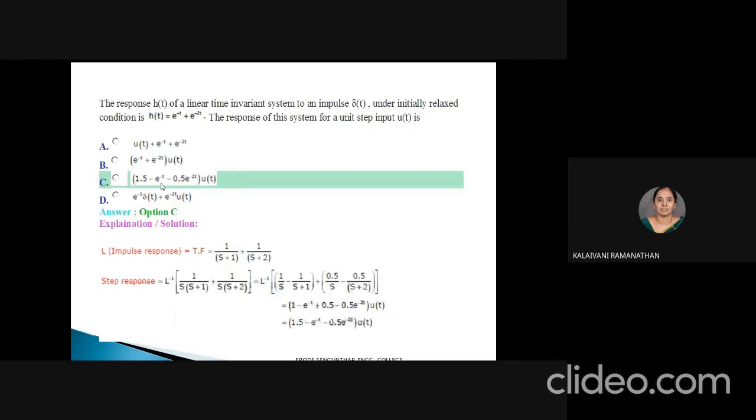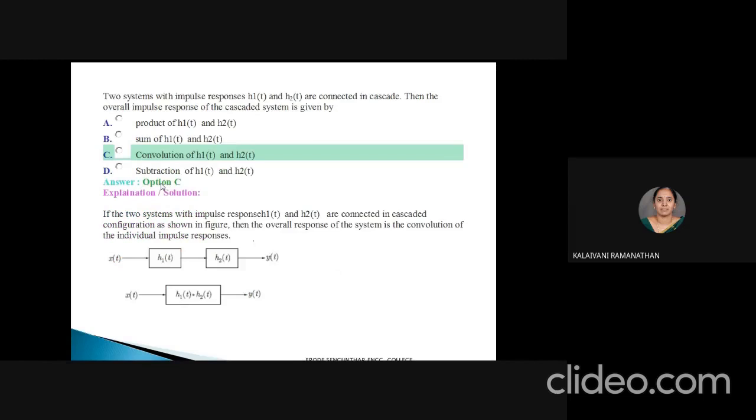Next problem. Again, I think this problem is repeated. Anyway, we can see this also. When two systems with impulse response h1 of t and h2 of t are connected in cascade, the overall impulse response of the cascaded system is given by, four options are given. In that, convolution of h1 of t and h2 of t is the correct option. So you have to choose that one, and you have to remember this block diagram representation also.